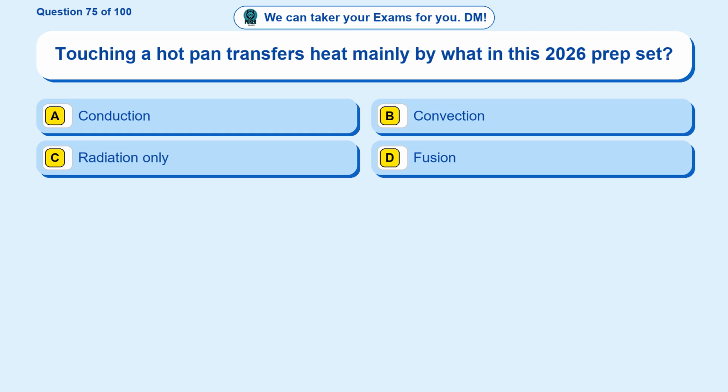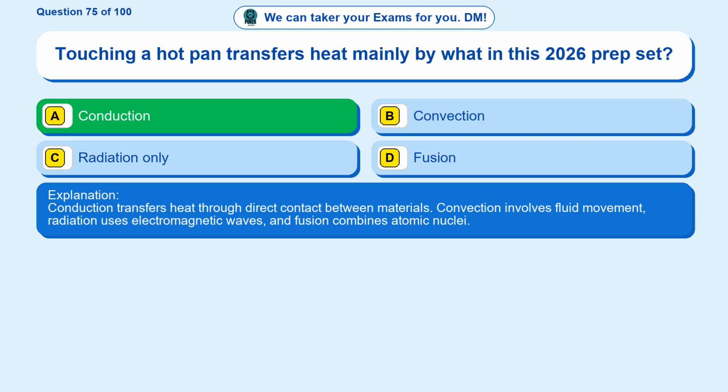Question 75. Touching a hot pan transfers heat mainly by what in this 2026 prep set? Option A, conduction. Option B, convection. Option C, radiation only. Option D, fusion. The correct answer is option A. Conduction. Conduction transfers heat through direct contact between materials. Convection involves fluid movement, radiation uses electromagnetic waves, and fusion combines atomic nuclei.